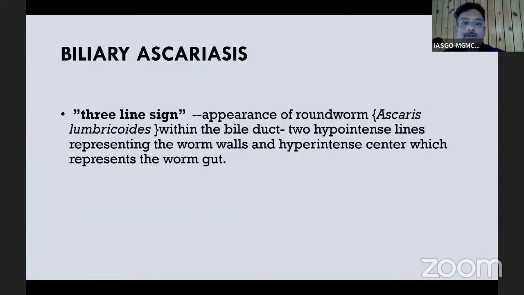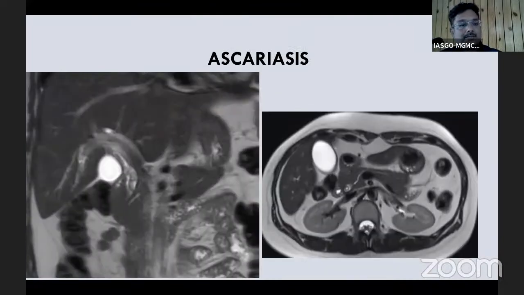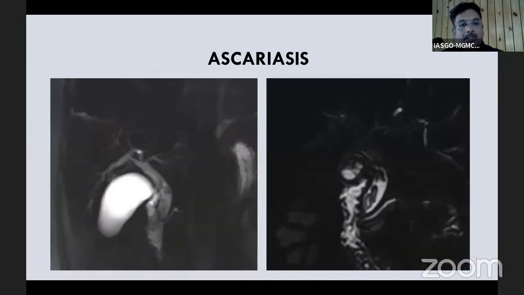Another indication, or differential diagnosis, of a filling defect in the CBD is biliary ascariasis, which presents with the 3-line sign. This is the case: dilated CBD with a tubular filling defect within it. On axial image, we can see the ring-shaped lesion with central hyperintensity, which is fluid within the gut of the worm. This is the 3-line sign: one black line followed by a white line, and again a black line.